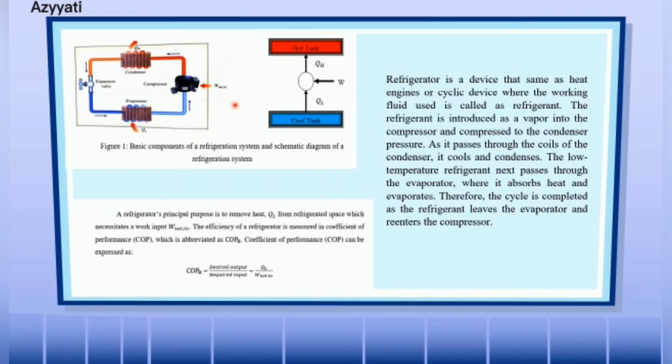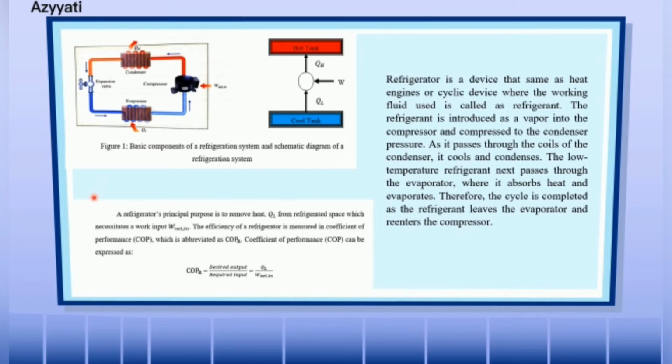This is the basic components and schematic diagram of a refrigeration system. A refrigerator is a cyclic device, the same as heat engines, where the working fluid used is called the refrigerant. The refrigerant is introduced as a vapor into the compressor and compressed to the condenser pressure. As it passes through the coils of the condenser, it cools and condenses. The low temperature refrigerant next passes through the evaporator where it absorbs heat and evaporates. Therefore, the cycle is completed as the refrigerant leaves the evaporator and re-enters the compressor.